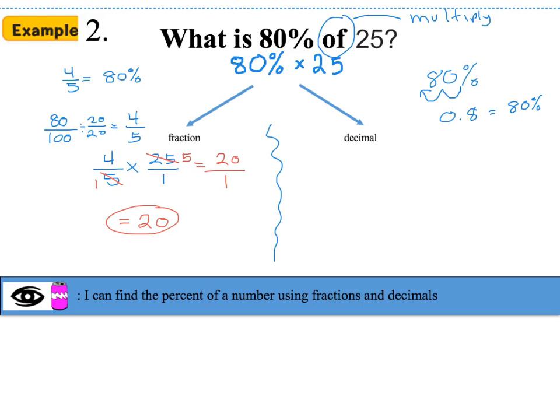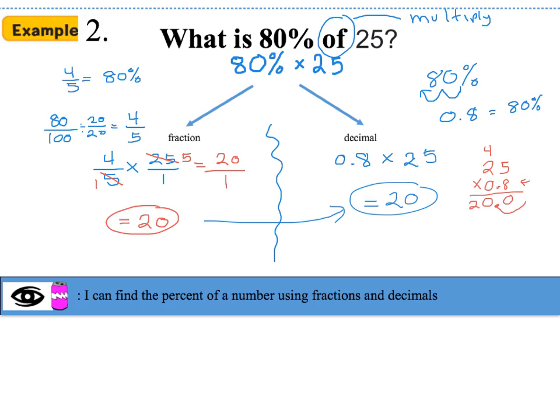Alright, so if I take 8/10 and I multiply that with 25, because the word "of" means to multiply, I would still get 20 as my answer. So notice both methods gave me the same answer. So I can say that 20 is 80% of 25.